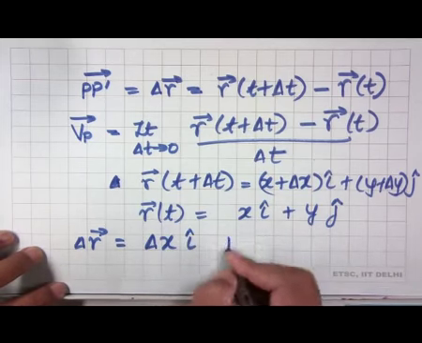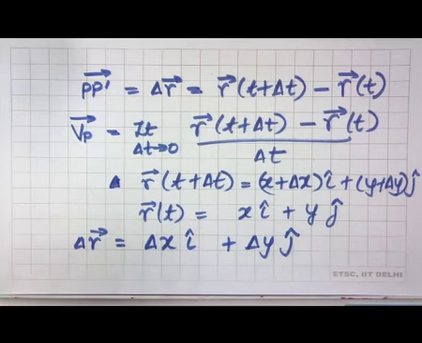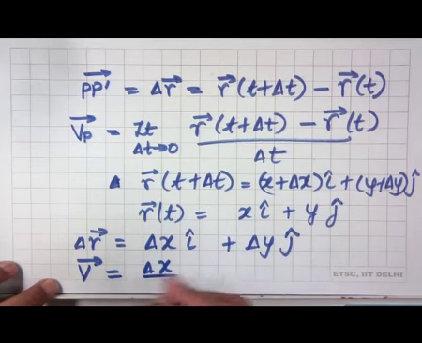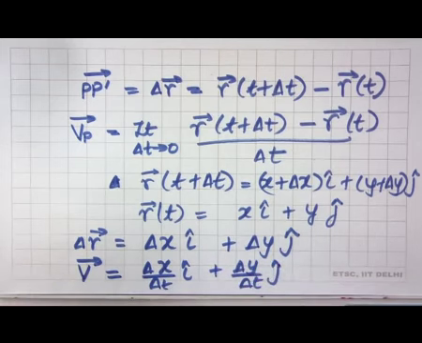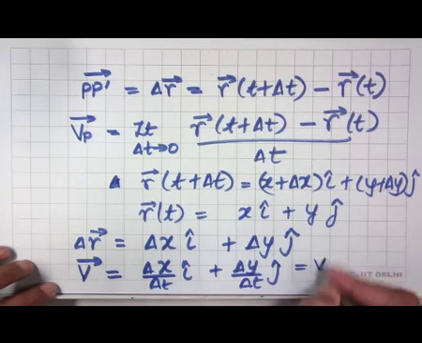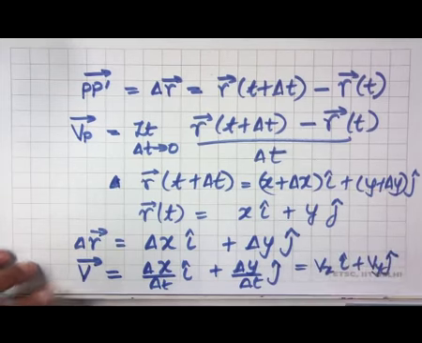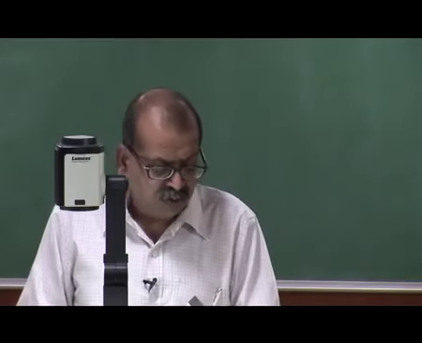delta x i plus delta y j. That means, we are taking the scalar components of the vector delta r, and therefore, the vector v then becomes equal to delta x by delta t i plus delta y by delta t j, and this we can also write as Vx i plus Vy j, where Vx will be the x component of the velocity and Vy will be the y component of velocity.